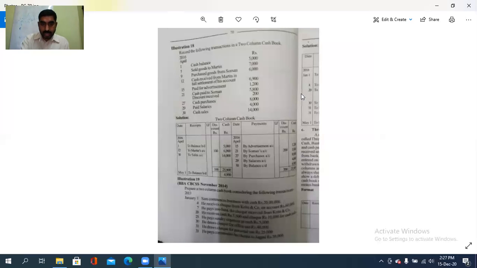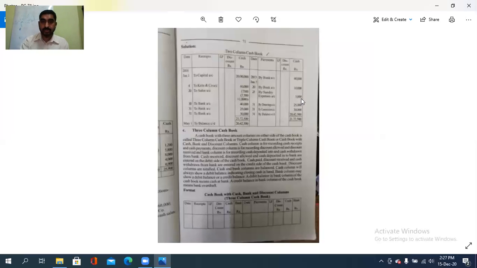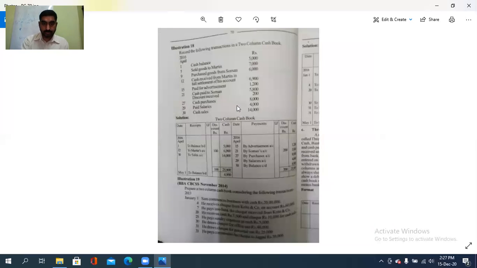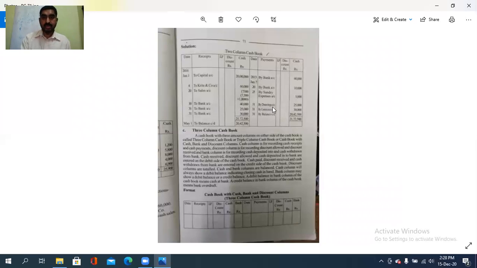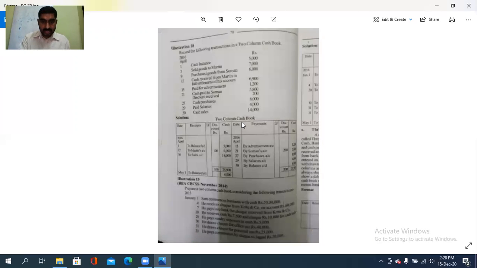Next is what? He draws a check for office use 40,000. A check of 40,000 was withdrawn for office use. So cash account debit to bank. So to bank 40,000. See, to bank account 40,000. Then he draws a check for personal use 25,000. So what is the entry? Drawings account debit to bank. So here bank and cash are the same, so that is why by drawings it is. See, by drawings 25,000.